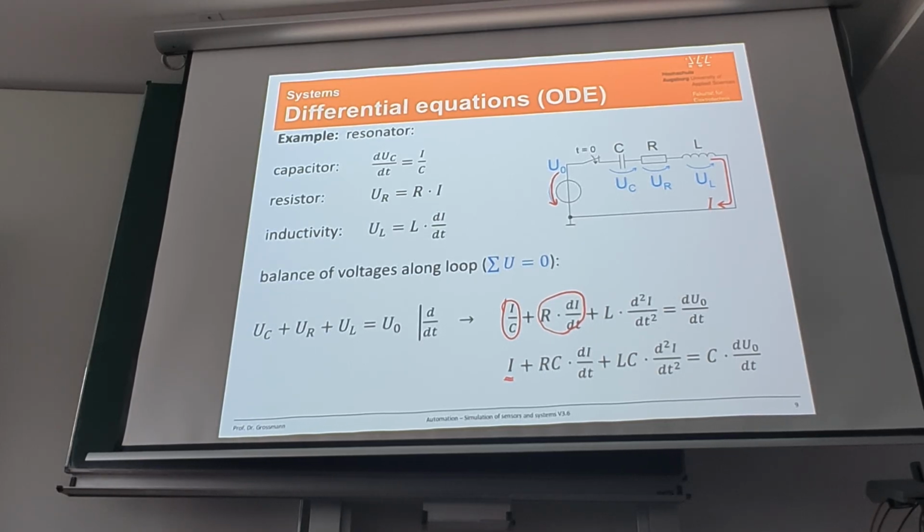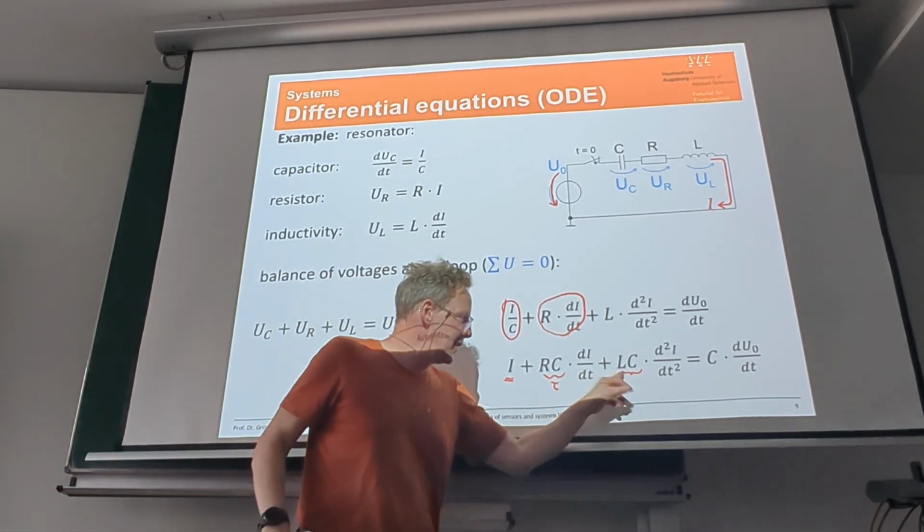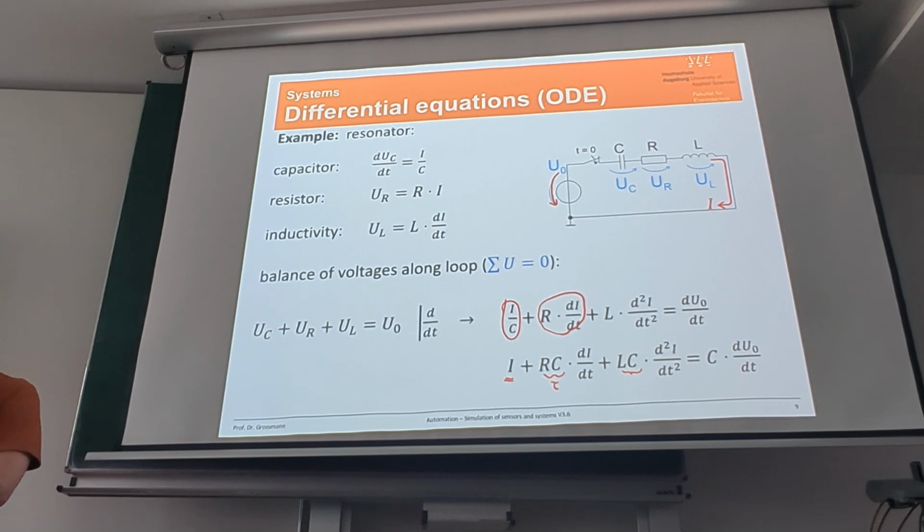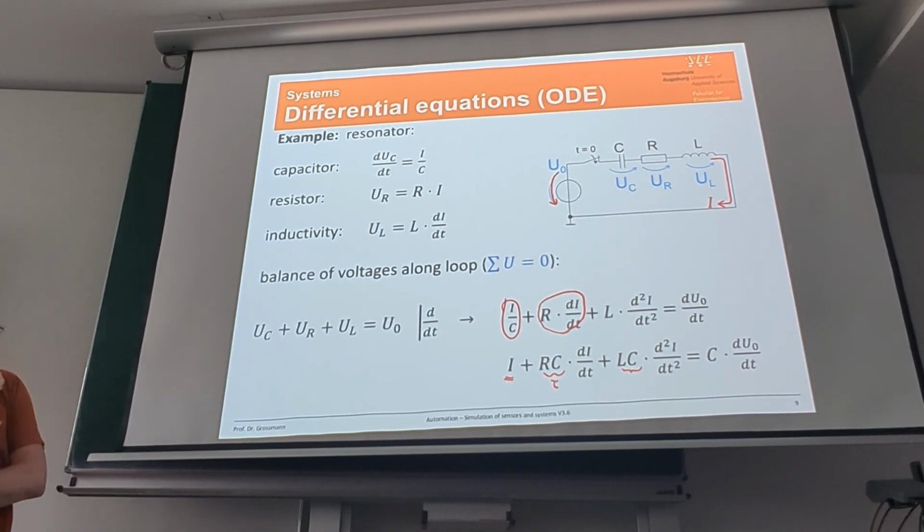So again, we can see here, okay, we have the first derivative, a division by seconds. So we find again here R times C, which is the time constant somehow. And then we have another term here, L times C. Which unit must this L times C have? Seconds. Yeah, nearly, 1 over seconds squared.